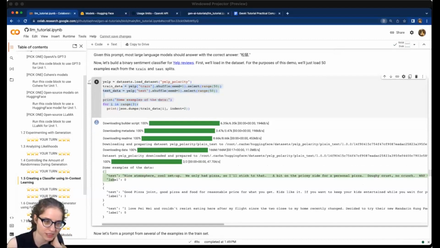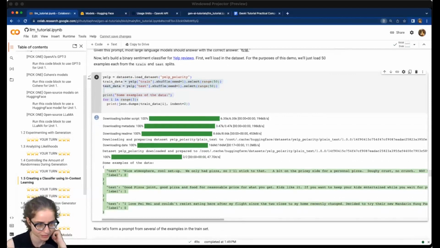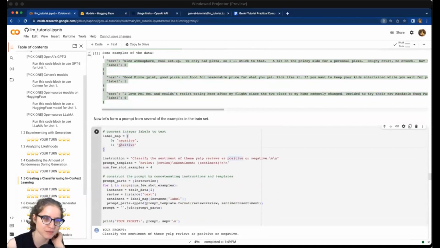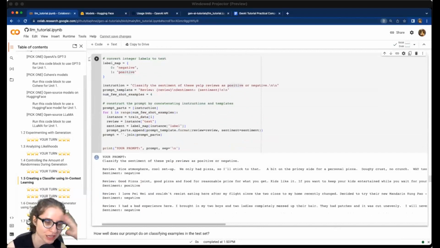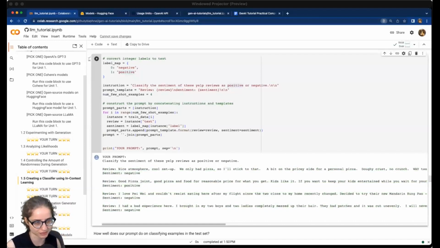Here are 3 examples from the training data. So these are not examples where I made a prediction. These are just examples in the training data. So now we are going to form a prompt from examples in the training data. So this is our few-shot learning prompt. And you can see that it has 4 examples in it, 1 positive, 3 negative.